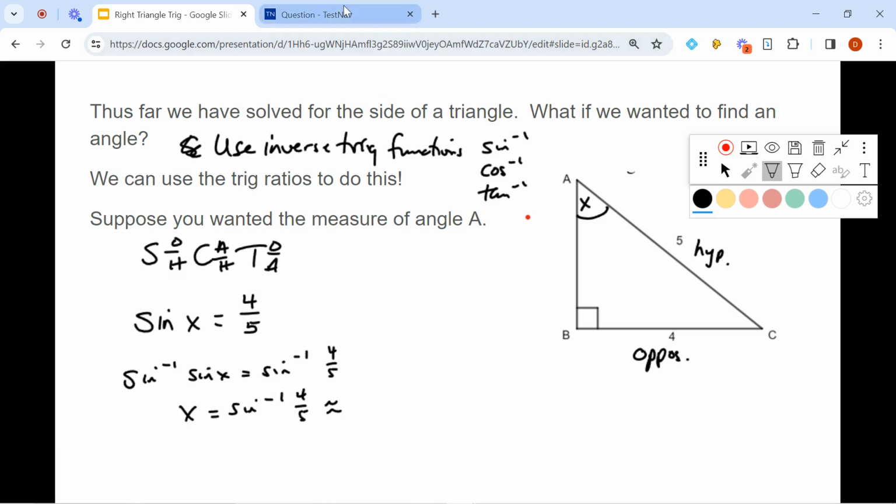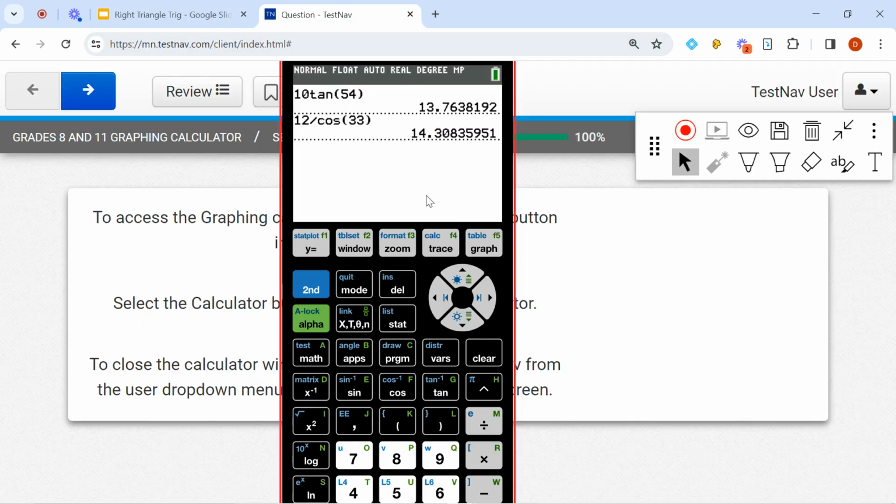So let's come to our calculator over here. We want to find the inverse sine. So if you look on your calculator, here's the sine key in white. The blue key above it is inverse sine. We're going to push the blue second key, and then the sine button brings up inverse sine of 4 over 5.